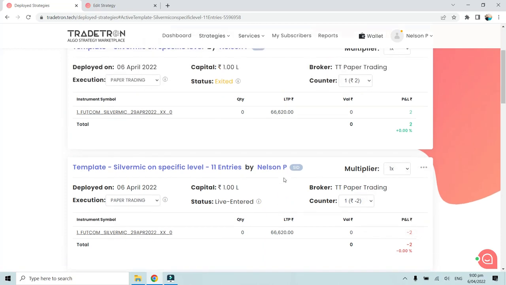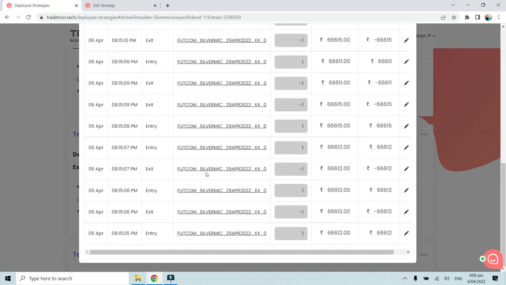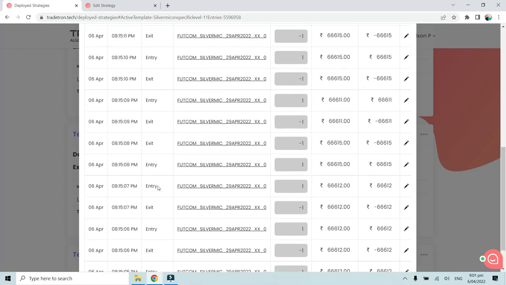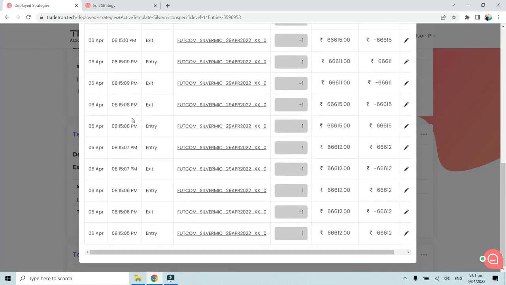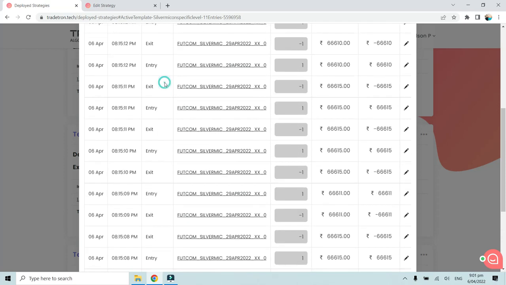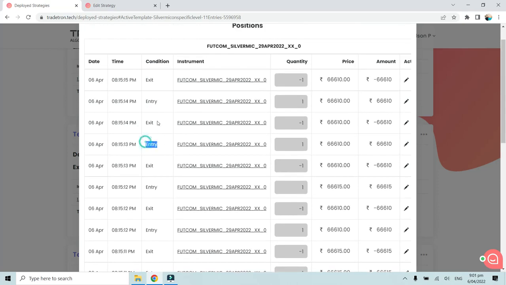Once it entered, it has gone into a live entered status. The strategy has not yet exited, but it is not taking any trades. As you can see over here, it started taking trades at 8:15, after that it went into exit. This is also a same looping strategy, but the strategy has not taken any trade after 8:15 p.m. If we count the number of entries: this is the first entry at 8:15, this is the second entry, first entry, second, third, fourth, fifth, sixth, seventh, eighth, ninth, 10th and 11th.